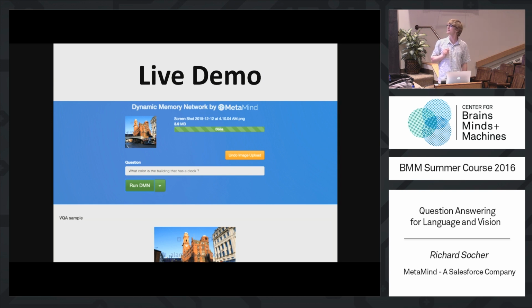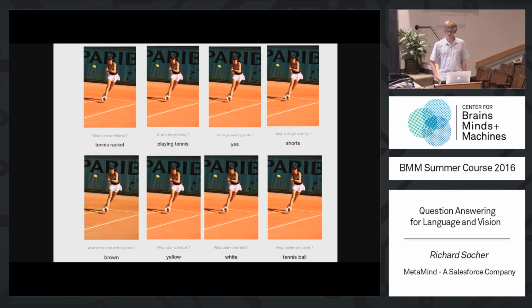What color is the building that has a clock? Which is kind of a little more interesting of an example, because there are at least two buildings and only one has a clock, and it got that right. And now this one is the last slide with a bunch of questions.